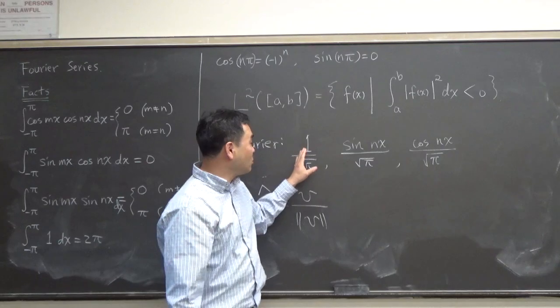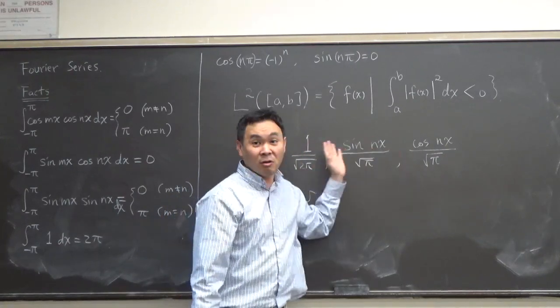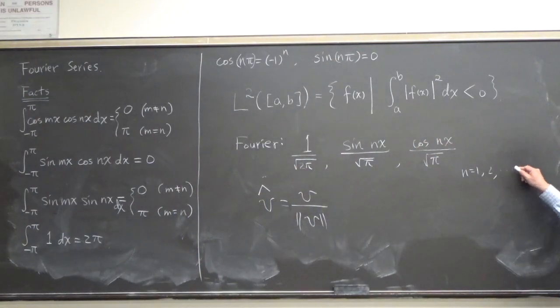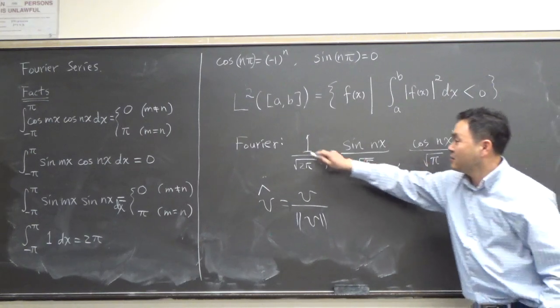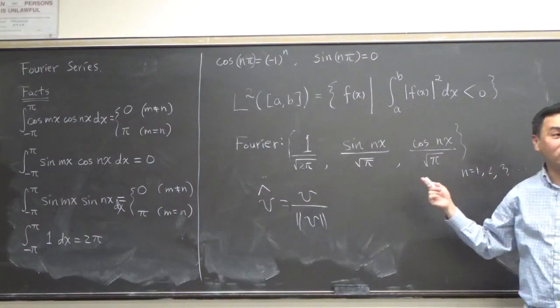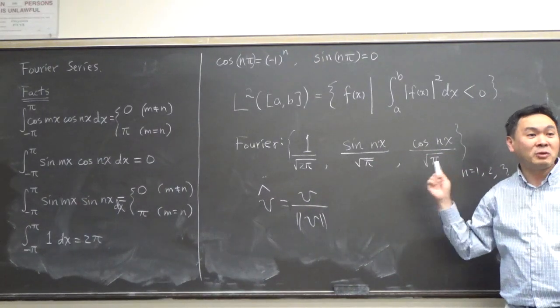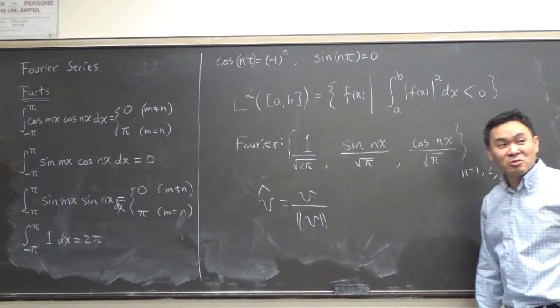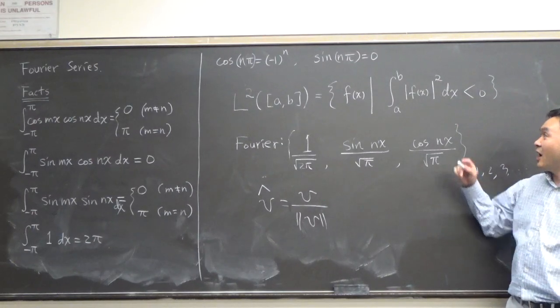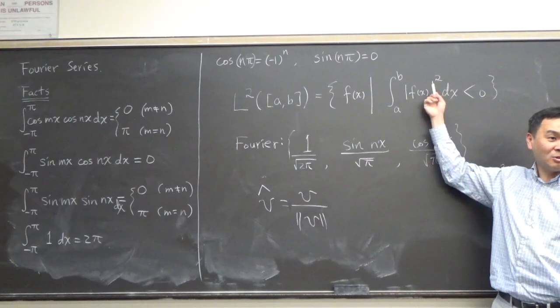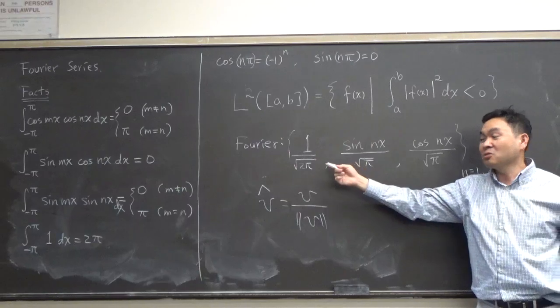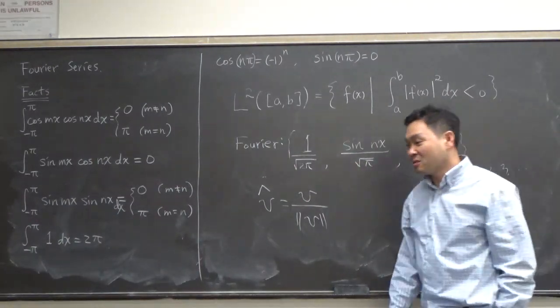Not only that, if you do the dot product among themselves, in any combination, with n equal to 1, 2, 3, and so on, then this set forms an orthonormal basis of L2. That's what Fourier is saying. Fourier's contribution is that any vector, or any function which is square integrable, can be represented as a linear combination of these things.